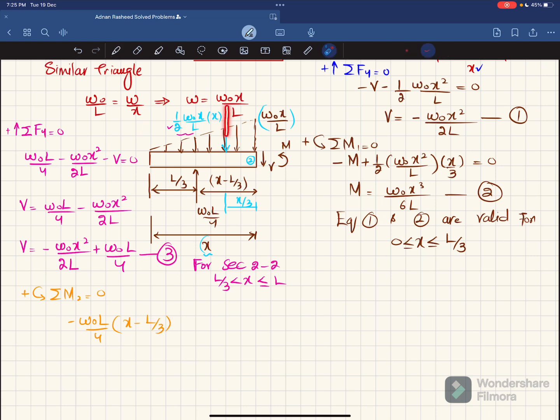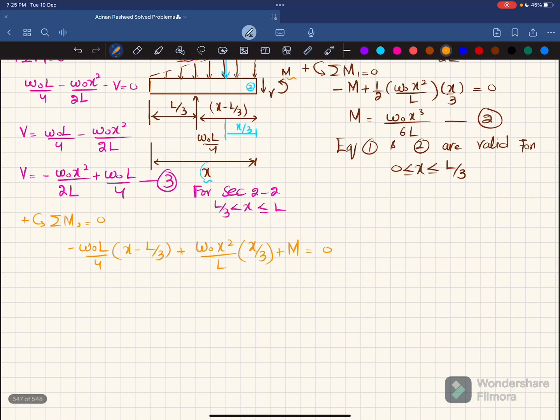The second moment will be due to this load and perpendicular distance is x by 3, and it is producing counterclockwise, so it will be positive. So I will write this load, which is plus 1 W naught X square over L into perpendicular distance x by 3, and there is an external moment which is positive. Their sum must be equal to 0. So when you solve this, you will get this moment will be equal to minus W naught L over 4 into x minus L by 3 plus W naught X cube over 3L.